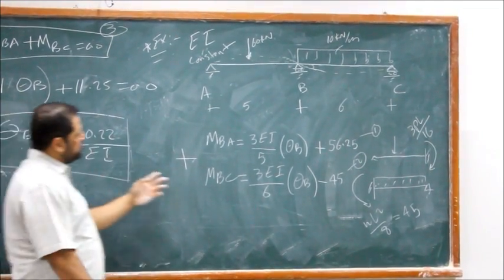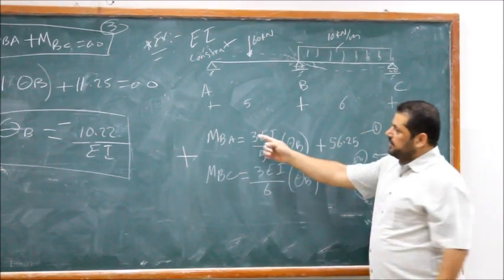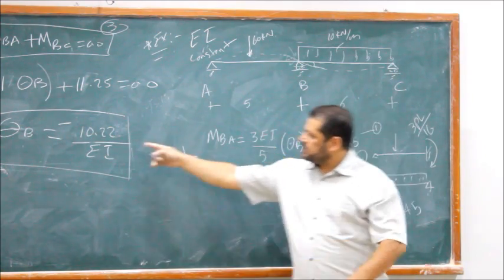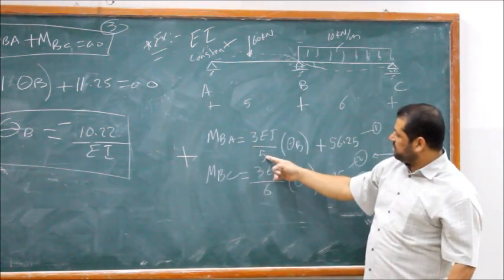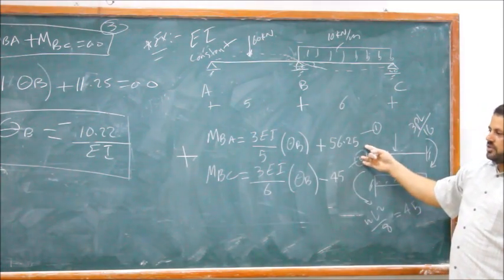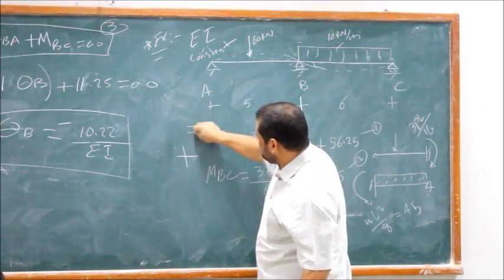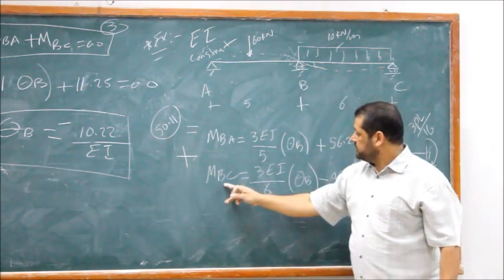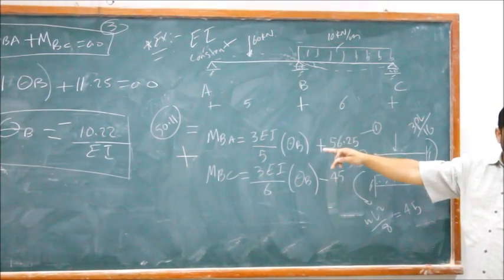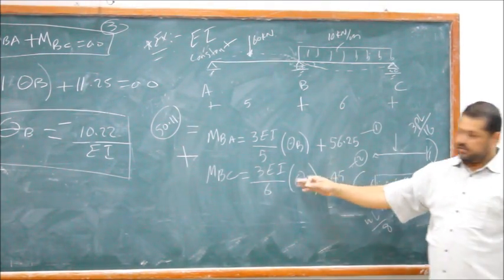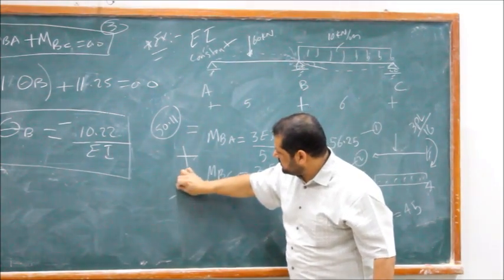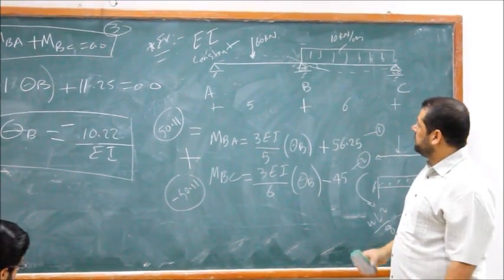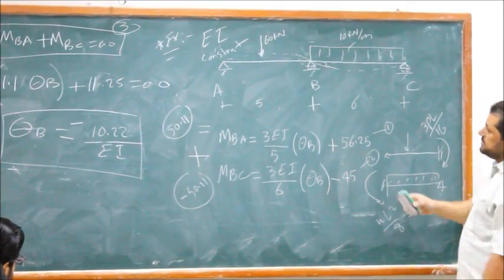So if this is minus 10.22, we go to any equation here. By the way, the EI will cancel now. See, the EI always cancels, so relax. So minus 10.22 times 3 over 5, which is 1/6, added to this one gives you M_BA. How much? 50.11. And this should be minus that number as a check. You check it? This should be minus 50.11. If not, something is wrong. See?